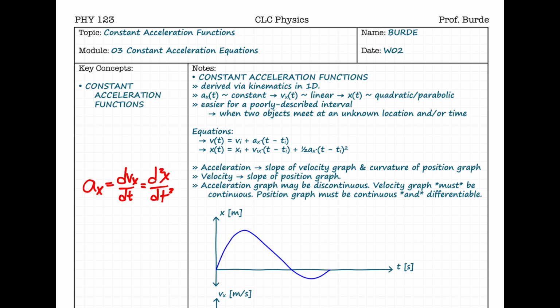Another important point is that since the acceleration is the second derivative of the position, that means the position graph has to be continuous and also differentiable. By differentiable, we mean smooth, that you have smooth transitions from one portion to another with no sharp points where you wouldn't be able to find the slope of a tangent line. So let's see what that looks like in practice.